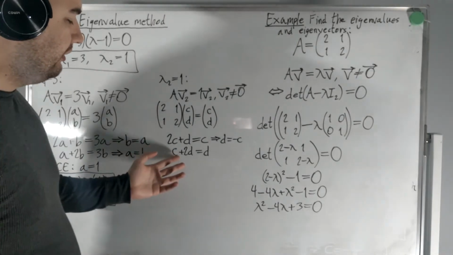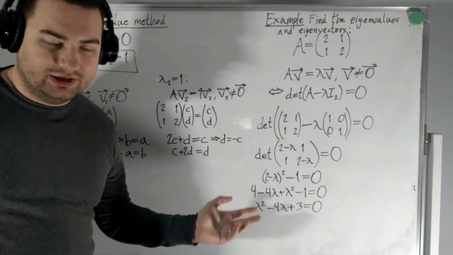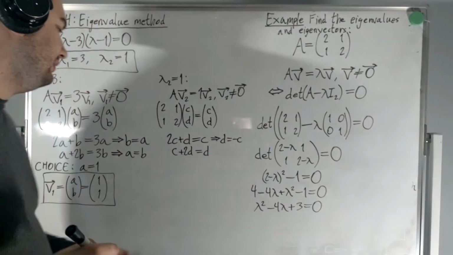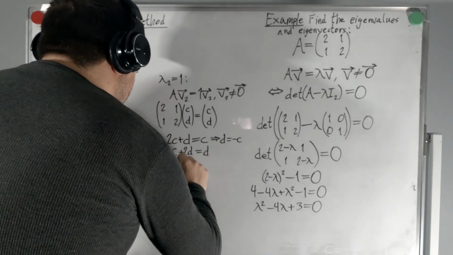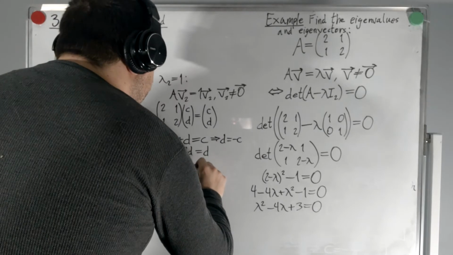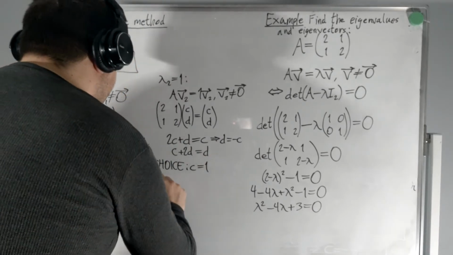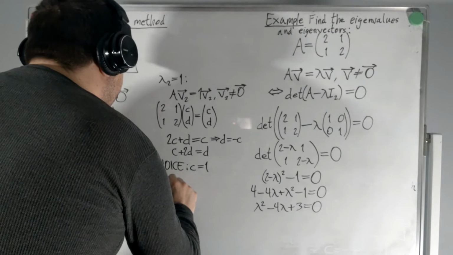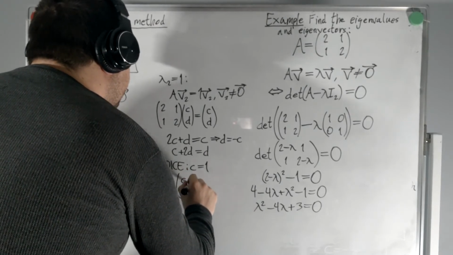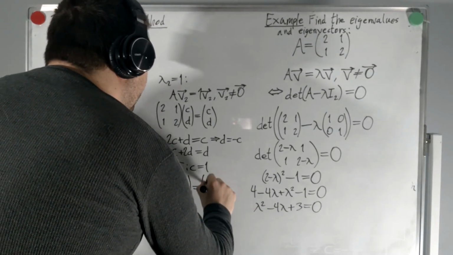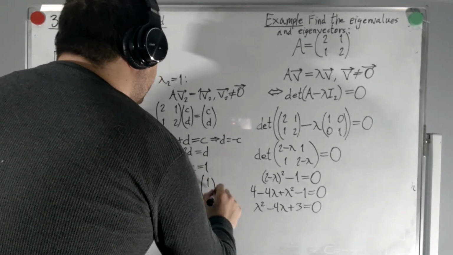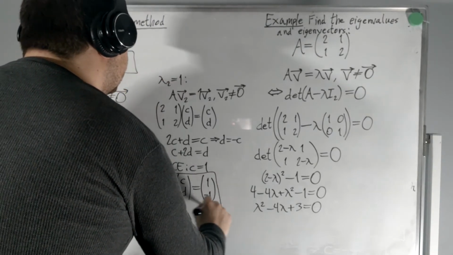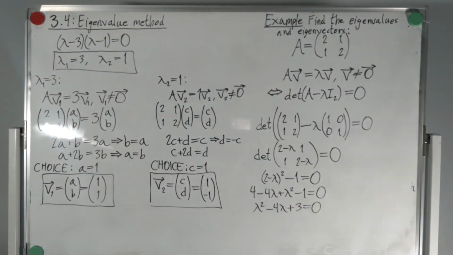So again, the second equation says the same thing. So we're going to make a choice. We're going to choose C to be 1, in which case v2 vector, which is C, D, becomes 1, and then D is negative 1. And then that is an eigenvector associated to the eigenvalue 1.